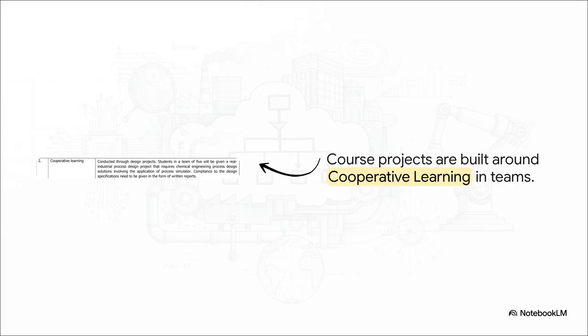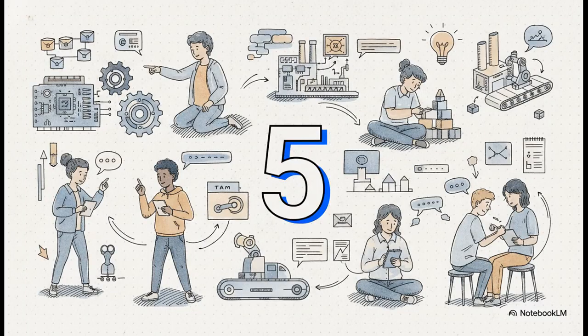They don't do it alone. The entire thing is built around what the course calls cooperative learning. That means it's all done in teams through these intense design projects, which is exactly how big engineering projects get done in the real world. So, how big are these teams? Are we talking about a whole class working together? Nope. We're talking about just 5 students. 5 people huddled together trying to solve a complex industrial problem. It's meant to feel just like a professional project team.